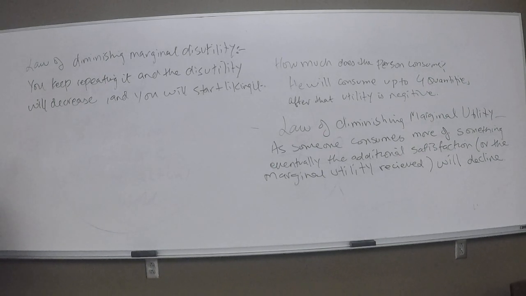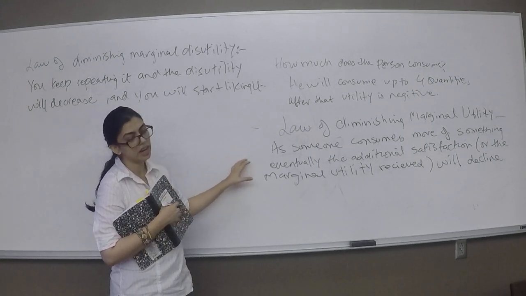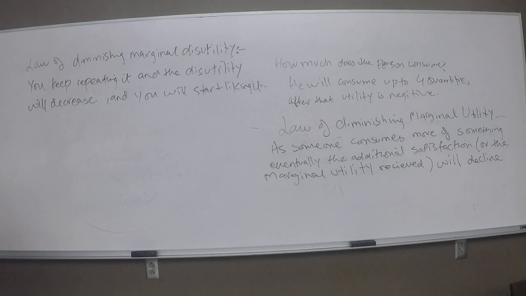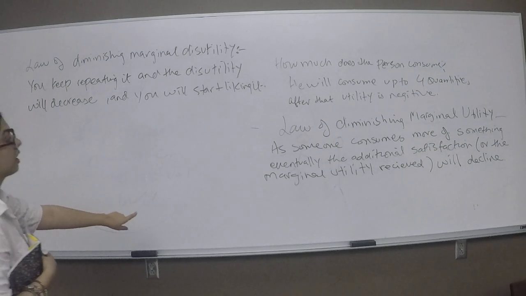Question? Could you explain that again? So this is the law of diminishing marginal utility. As you consume more of something, the satisfaction starts to decline, the utility starts to decline as you consume more and more. This is saying that the opposite is also true. If you don't like something at all, and if you keep doing more of it, you'll start to like it after some time. So what is the last one? You will start liking it.